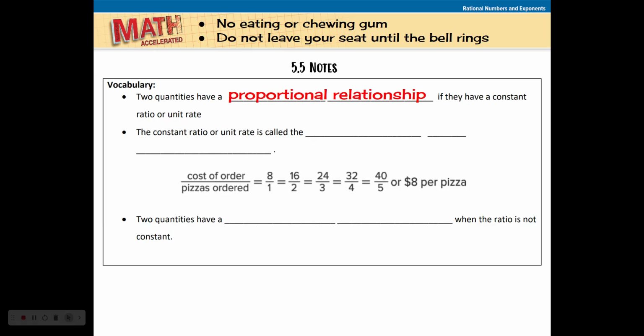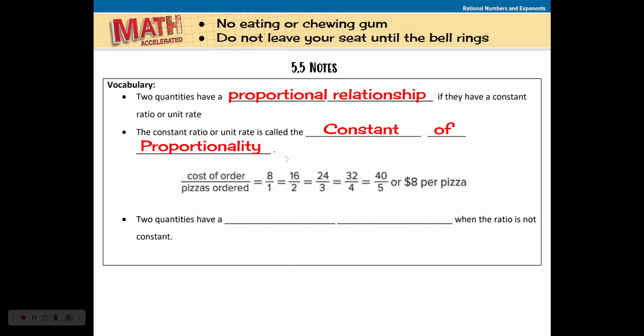Two quantities have a proportional relationship. That is the topic of section 5, proportional relationships. Two quantities have a proportional relationship if they have a constant ratio or unit rate. We've been using ratios, but we've been using rates. Constant meaning the same. Now, if quantities are proportional, that constant ratio or constant unit rate has a special name, and it's called the constant of proportionality.